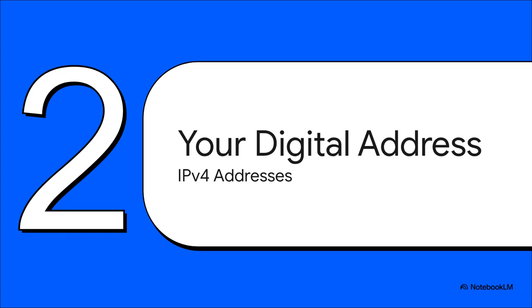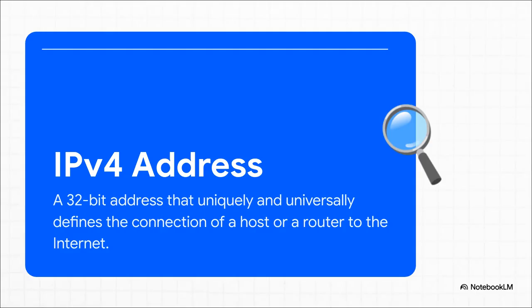Okay, so for this whole global postal service thing to work, every single device connected to the internet needs its own unique address. It makes perfect sense, right? Just like your house needs a street address so the mail carrier can find you, your computer, your phone, even your smart toaster needs a digital address to get its mail. And that digital address, it's called an IP address. Specifically, for most of the internet's history, an IPv4 address. It's just a string of 4 numbers separated by dots.